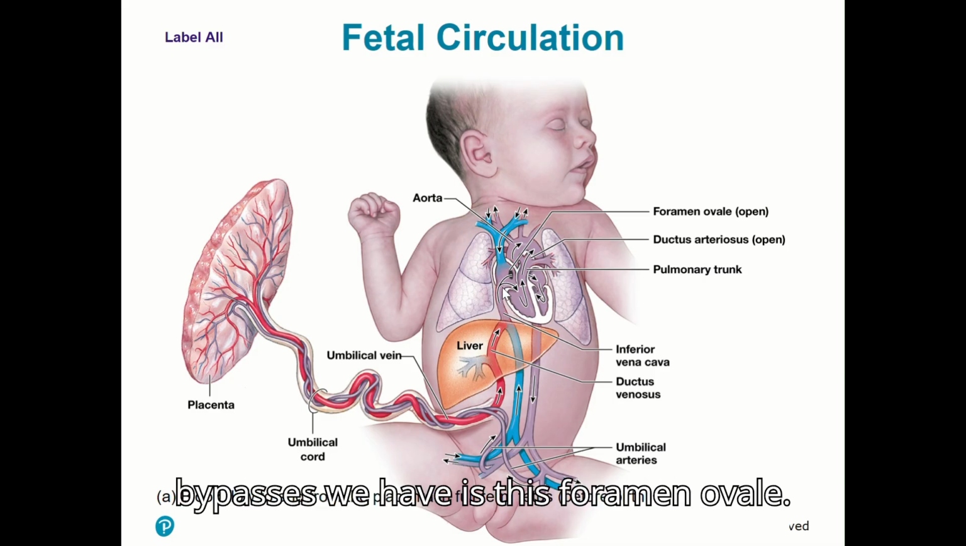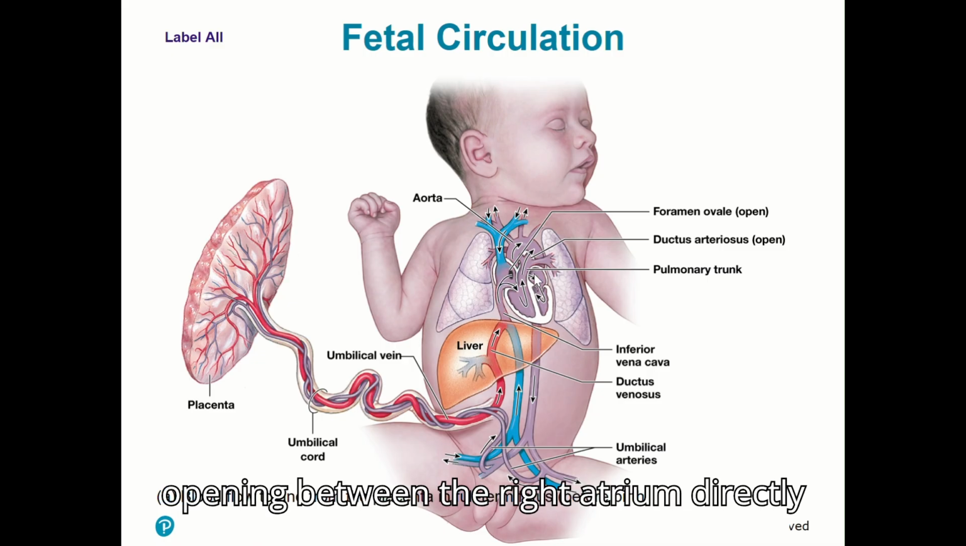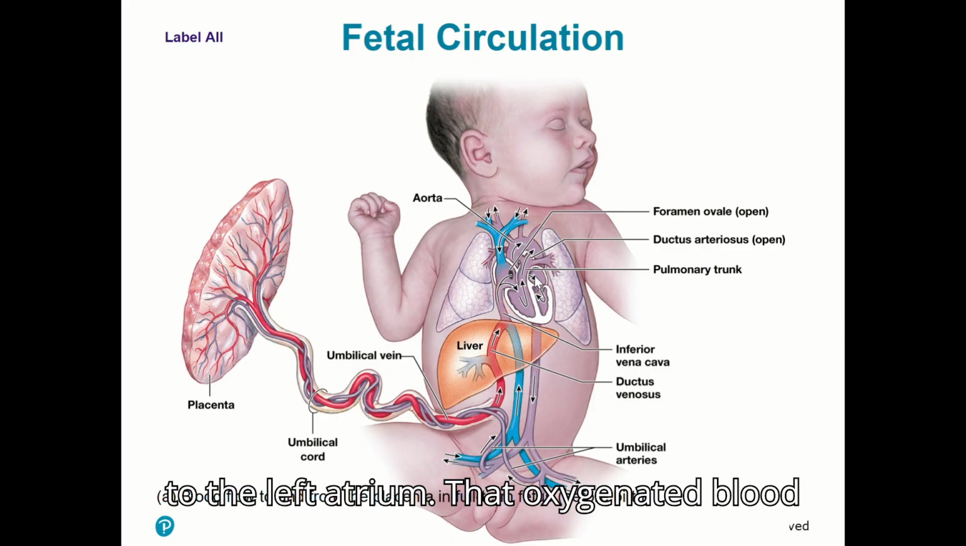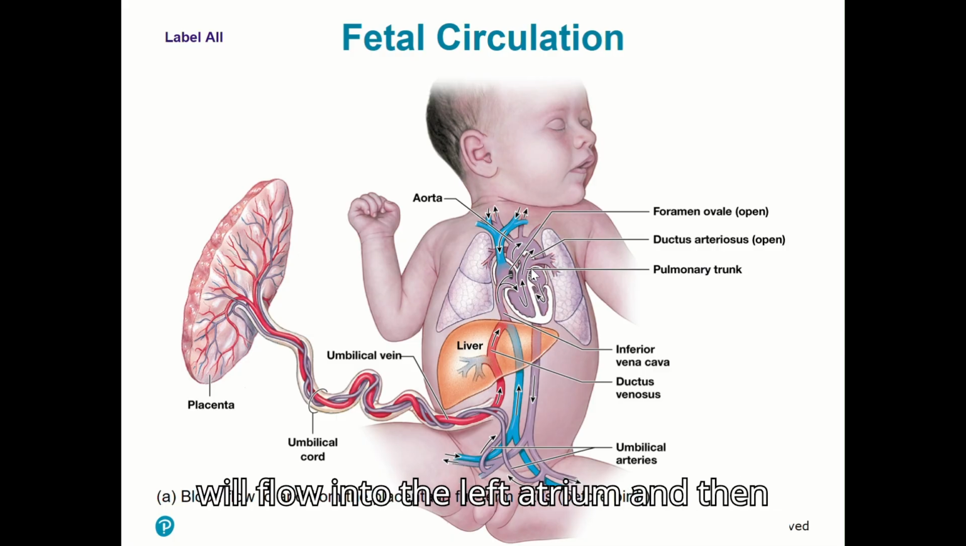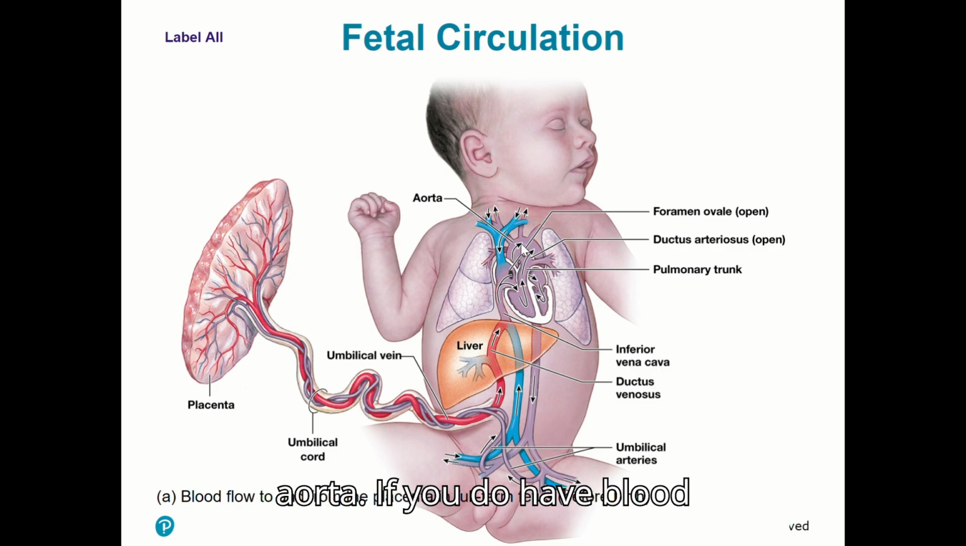So one of the first bypasses we have is this foramen ovale. The foramen ovale is going to be an opening between the right atrium directly to the left atrium. That oxygenated blood will flow into the left atrium and then go down to the left ventricle, and then it's going to get pumped out through the aorta.